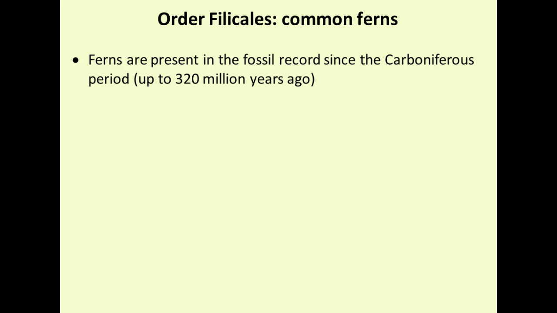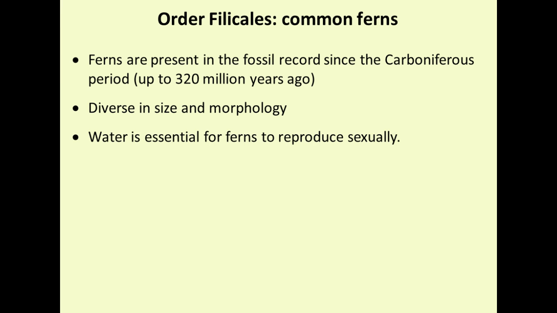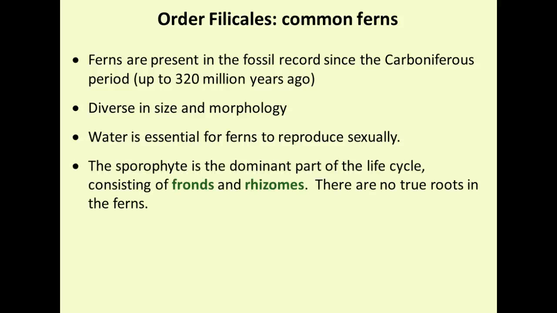So how long have they been here? They've been here since the Carboniferous. And there's all kinds of different sizes. You go from these really small water ferns to very large tree ferns. And water is still necessary. So everything that we've looked at so far, in order for those sperm to get to the egg in the archegonium, they have to be swimming in water. Sperm can't swim through the air. That's why pollen was invented. Not really invented, evolved, right?